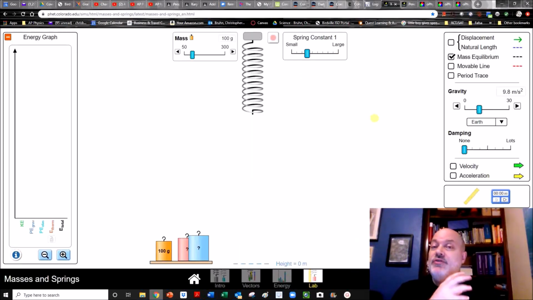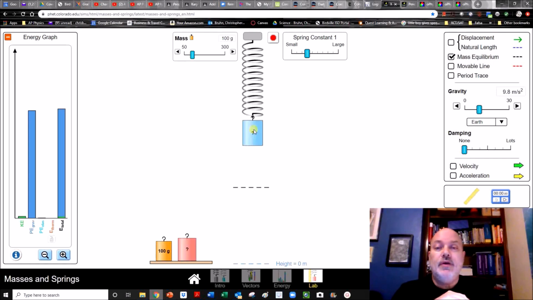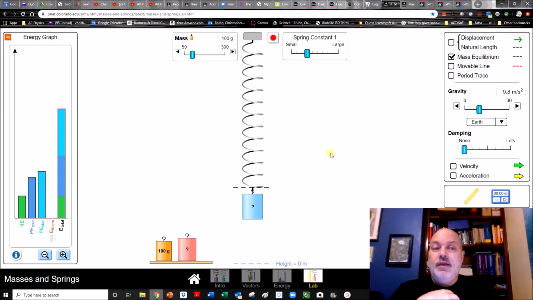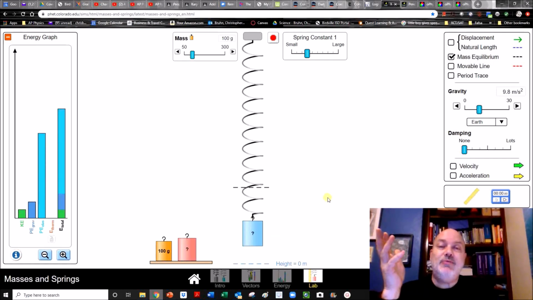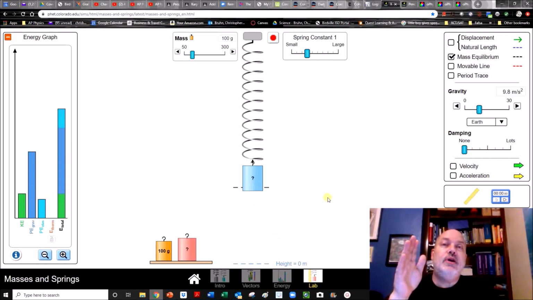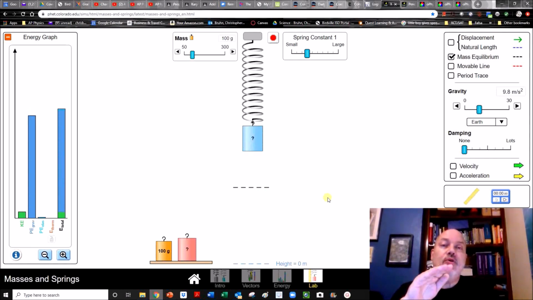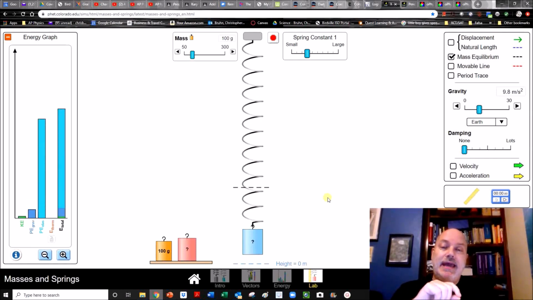What happens if the spring is vertical and the mass is oscillating up and down? Let's take a look. Now, in this case, we have the same sort of oscillation up and down. The time period would be exactly the same as before. Time period for a spring is 2 pi square root of m over k.